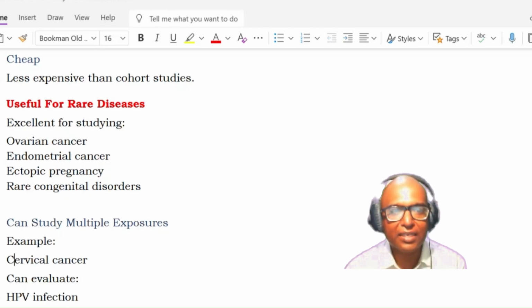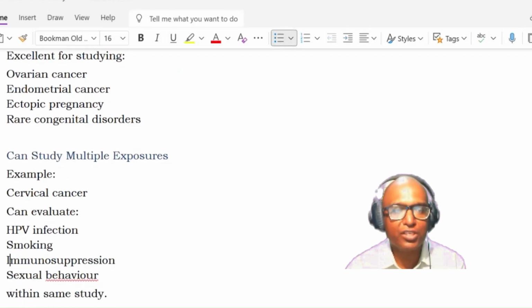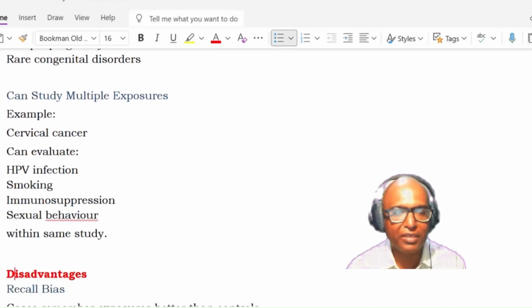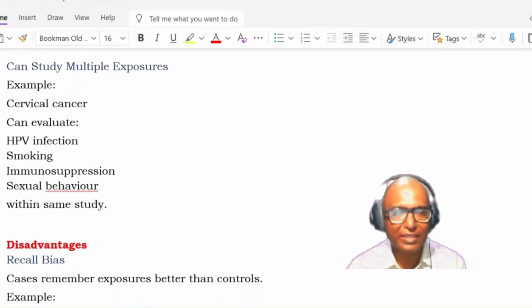Can the case control study evaluate multiple exposures? Like cervical cancer, it can evaluate HPV infection, smoking, immunosuppression, and sexual behavior within the same study. So it can be done.